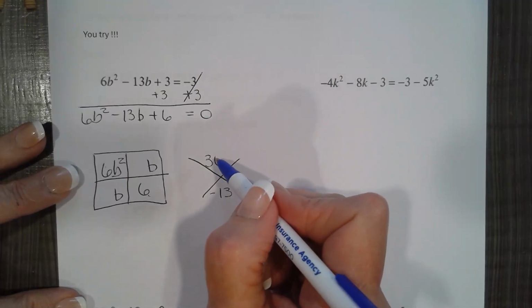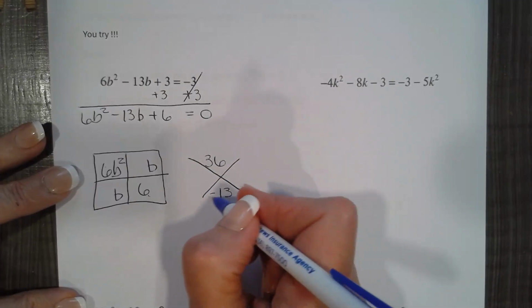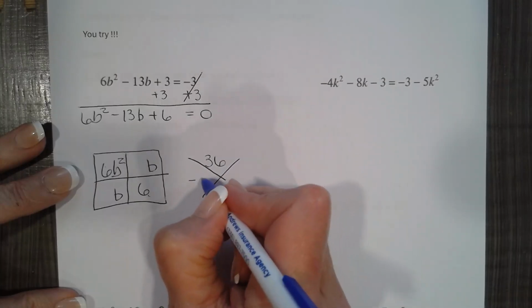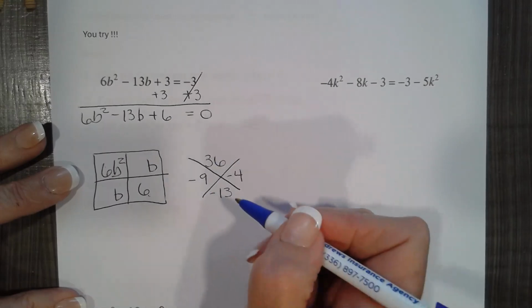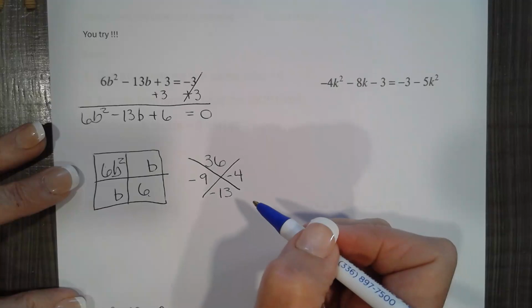Alright, I need my magic numbers that multiply to 36 and combine to negative 13. They are negative 9 and negative 4. When I multiply, I get positive 36. When I add, I get negative 13.